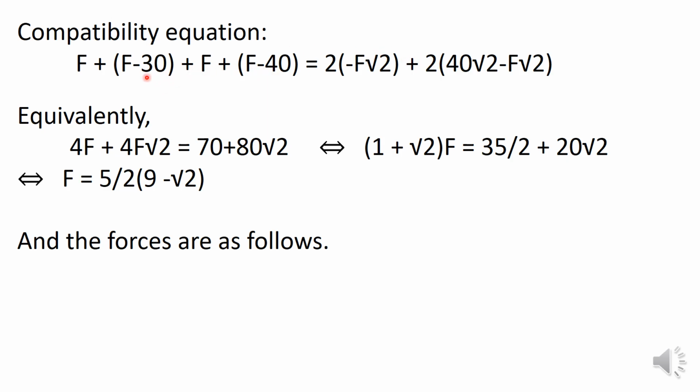We can put all the F's on one side. We get 4F plus 4F root 2. Notice we have 4 F's here. Carry the F's across, you get this. On the right hand side you'll get 70, that's 30 and 40, and then plus 80 root 2, which gives you 1 plus root 2 F equal to 35 over 2 plus 20 root 2. We are dividing through by 4 also here. When we divide through by 4 we get this. And then you can multiply by the conjugate surd here and simplify. F will be 5 over 2 into 9 minus root 2. So once you know F, you can plug into the diagram with the combined forces and you get the following forces.